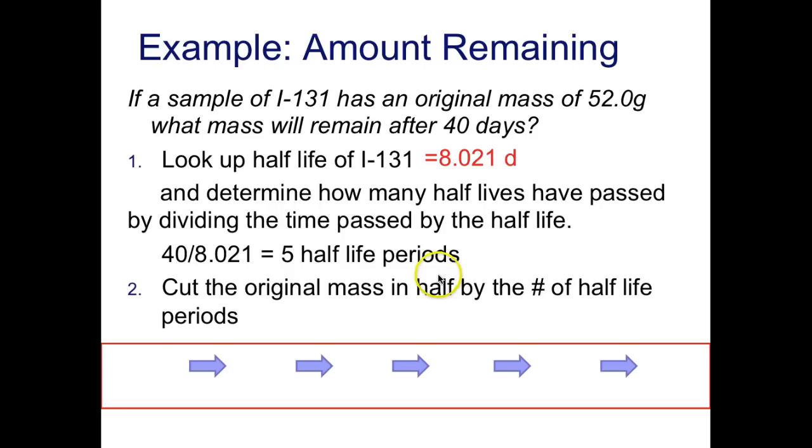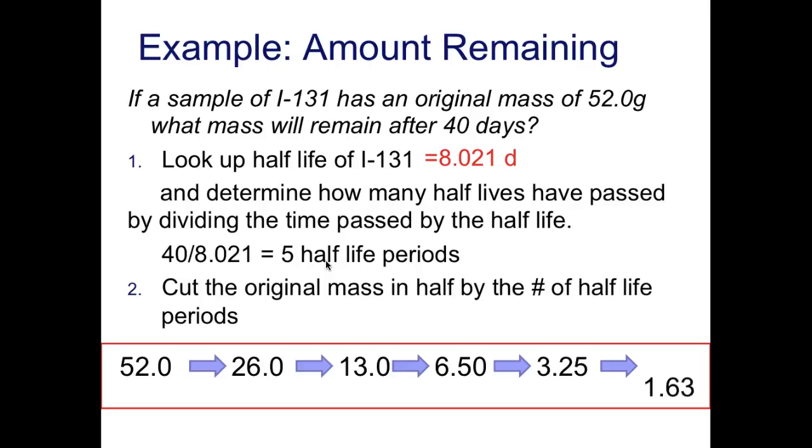So now we know that we need to cut this 52 grams, our original mass, in half 5 times. We start off with 52. When we cut that in half, we get 26. Cut that in half again, we get 13. Again, we get 6.5. Again, we get 3.25. And when we cut that in half again, we get 1.63. So we cut that in half 1, 2, 3, 4, 5 times.